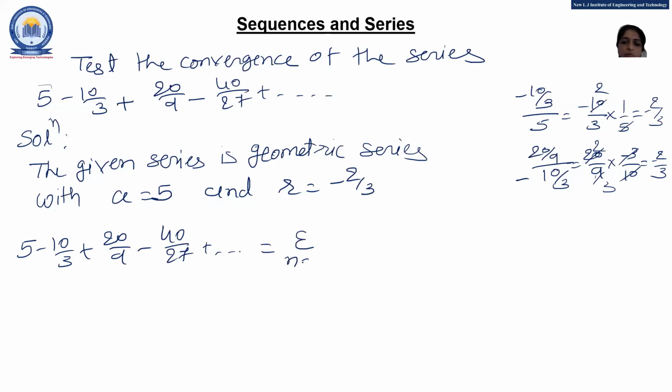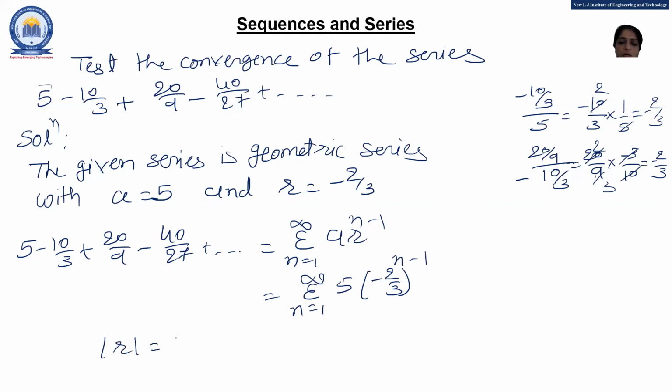So 5 minus 10 by 3 plus 20 by 9 minus 40 by 27 plus up to so on, we represent in the form of summation n equals 1 to infinity a r raised to n minus 1. And here, what is our A? A is 5. R is minus 2 by 3 raised to n minus 1. And what is our mod R? Mod R, that is mod of minus 2 by 3, which is 2 by 3, which is less than 1. And as per the rule, mod R is less than 1. Hence, the series is convergent.